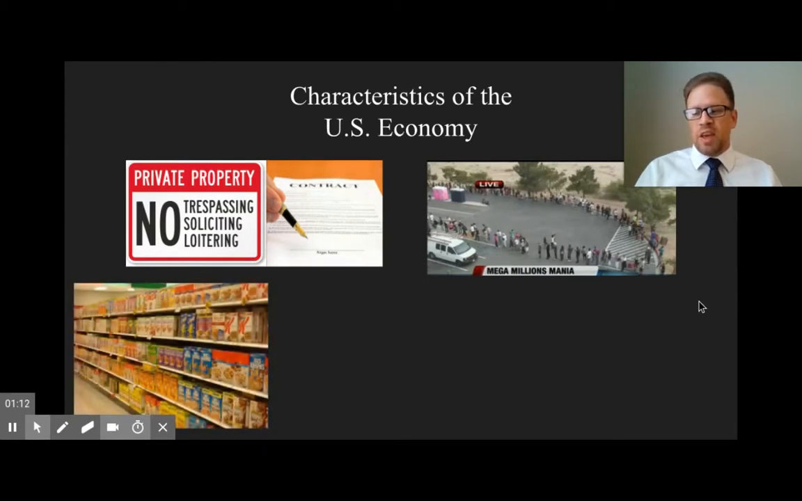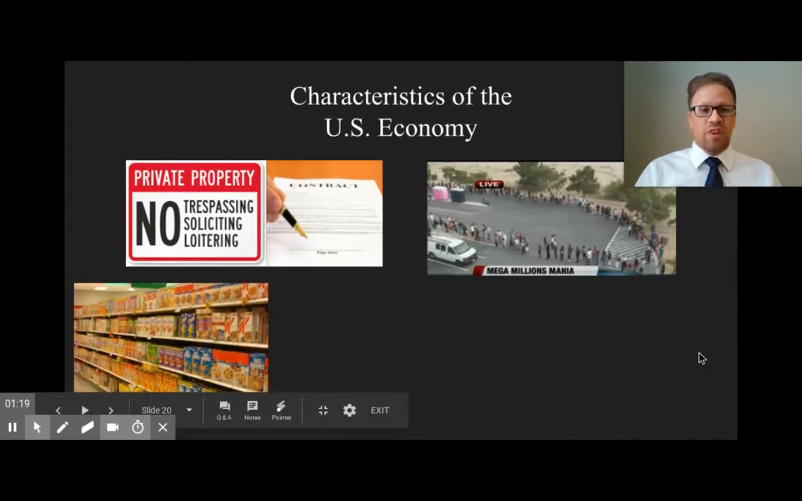Also, businesses engage in economic competition. So when you go to the grocery store and you want to get some cereal, you're going to have lots of cereal options. It's not going to be a matter of like Lost, where they have the Dharma Initiative cereal, and that's the only cereal that there is.